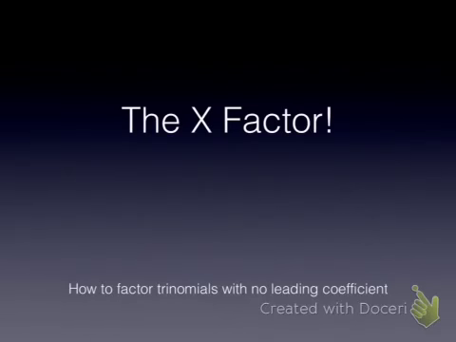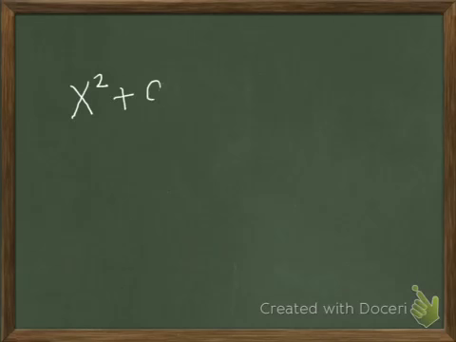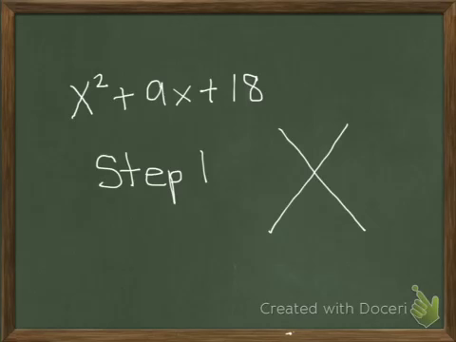Okay, today we're going to talk about how to factor trinomials with no leading coefficient. Here's our first trinomial: x squared plus 9x plus 18. Step one, which I would like you to do every time you see a trinomial, is to draw a big X.